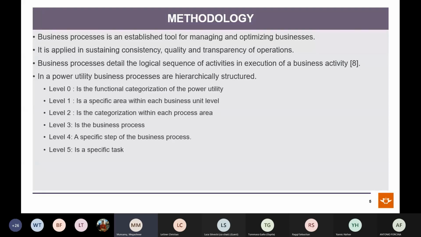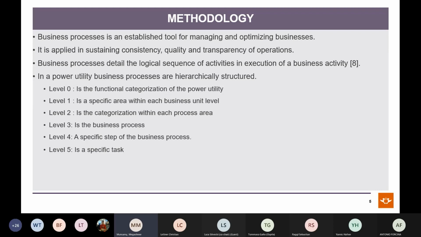So we developed a 5-level hierarchy. So level 0, we said, is the functional categorization of the power utility. So here we're talking about, is it the generation part of the business? Is it the transmission part of the business? Then level 1 is a specific area within each business unit. So if we take generation, a business unit within generation would be the boilers.